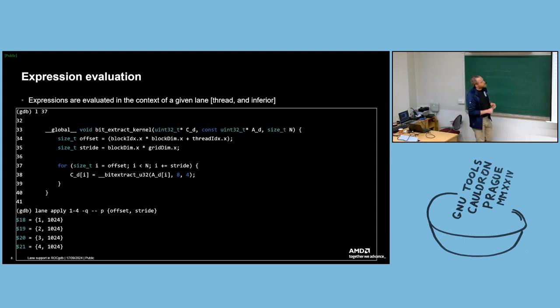Then, instead of extending thread apply as was done, we have a lane apply that works pretty much the same. In the context of the current thread, you can use lane apply, and that will apply a command to every lane. Here I have lanes 1 to 4. You can ask for only active lanes, or all lanes. We have switches for that.